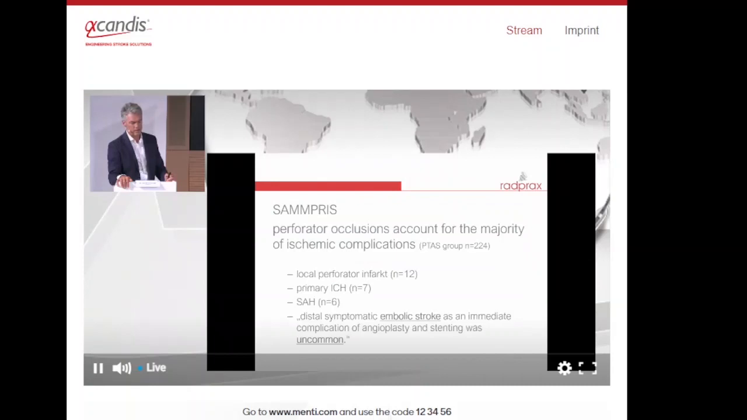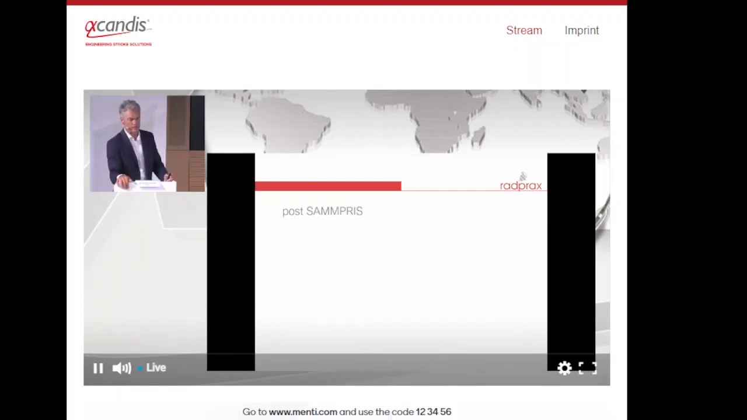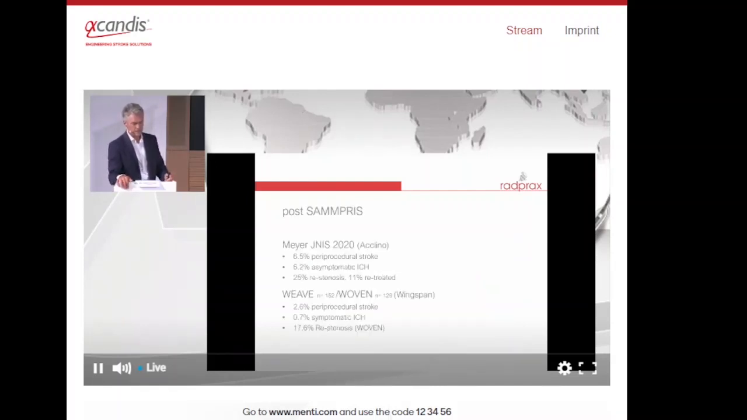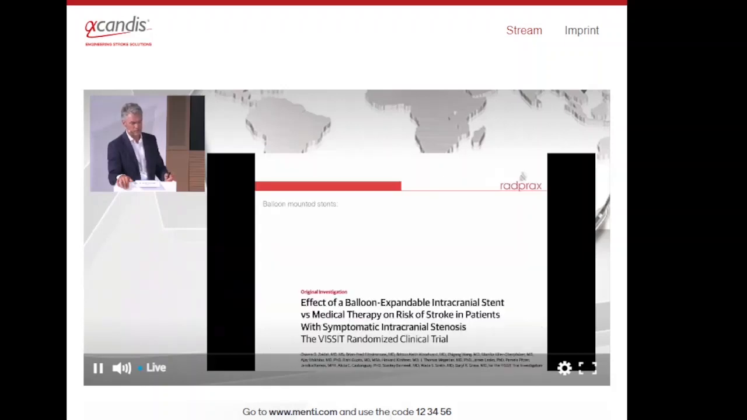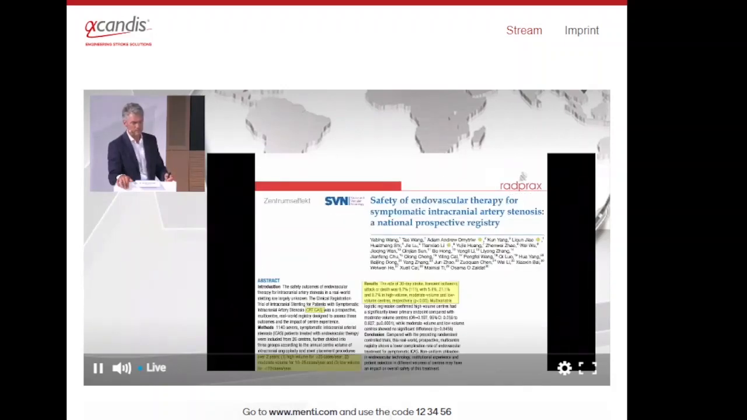So, SAMMPRIS, I just want to highlight one thing that changed: local perforator infarcts accounted for 12 out of 224 patients, which is approximately half of all complications. And the authors state that distal symptomatic embolic stroke as an immediate complication of angioplasty and stenting was uncommon. So we're really talking about bleedings and perforator strokes and not about embolic complications in this study. I'll skip that. The WEAVE trial, the VISSIT trial, we've seen that today.